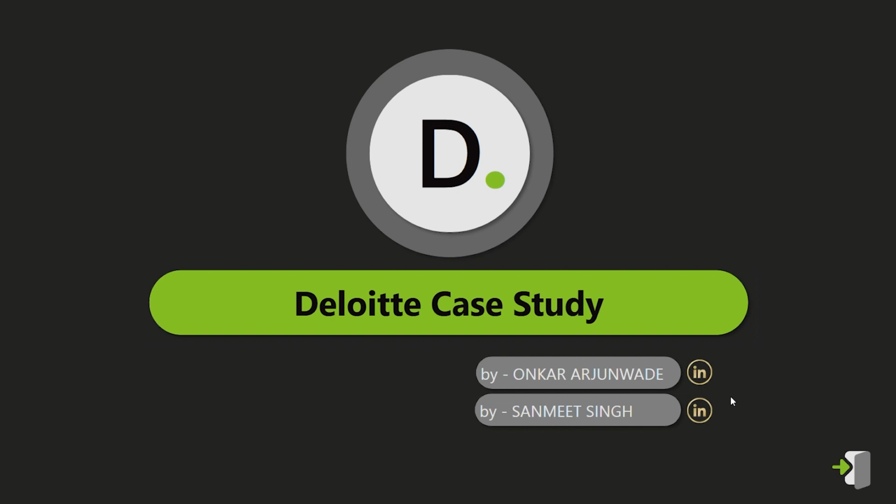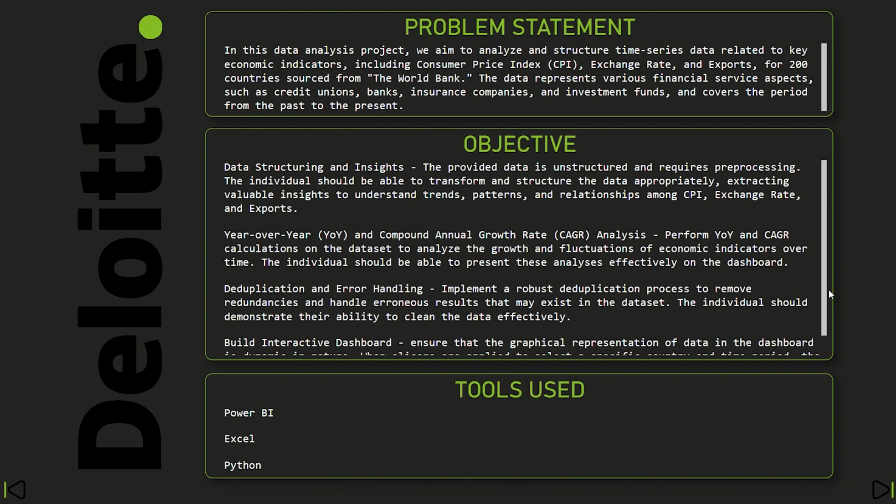So without wasting time, let's quickly jump to our problem statement, our objective, and the tools we have used in creating the project. Let's first talk about the problem statement. In this data analytics project, we aim to analyze structured time series data related to key economic factors, including the CPI, the consumer price index, exchange rate, exports, and also the inflation rate, how the inflation rate changes on a year-on-year basis for a particular country.